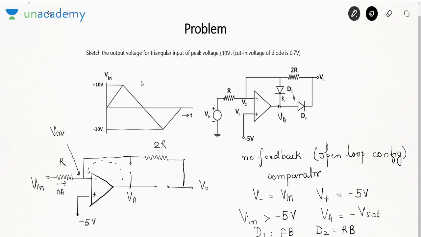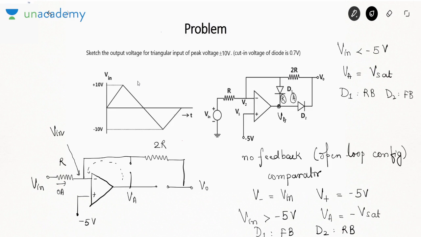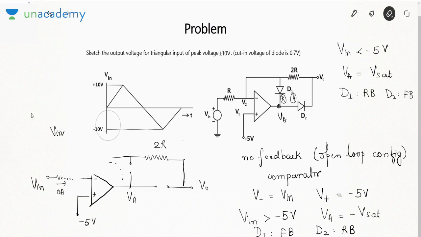So if Vin is greater than minus 5, D1 is forward and D2 is reverse. If Vin is less than minus 5, that means the negative terminal voltage is less than the positive, so VA is Vsat. If VA is Vsat, the cathode is connected to positive. Here the anode is connected to positive, so D1 is reverse bias and D2 is forward bias. So we have found out the state of the diode in both the cases, when Vin is greater than minus 5 and Vin is less than minus 5.